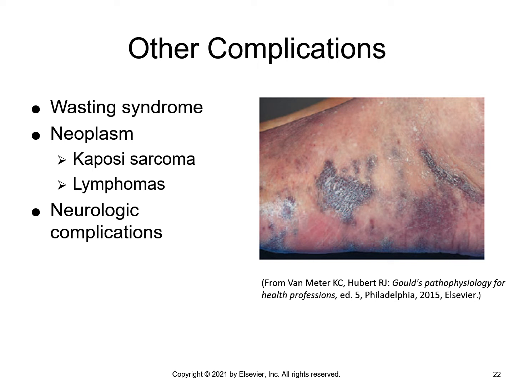Lymphomas are tumors of the tissues and cells of the lymphatic system. Non-Hodgkin lymphoma is the most common lymphoma in people with HIV and AIDS. Most of the non-Hodgkin lymphoma cases are aggressive forms that include large B-cell lymphoma, primary central nervous system lymphoma, or Burkitt lymphoma.